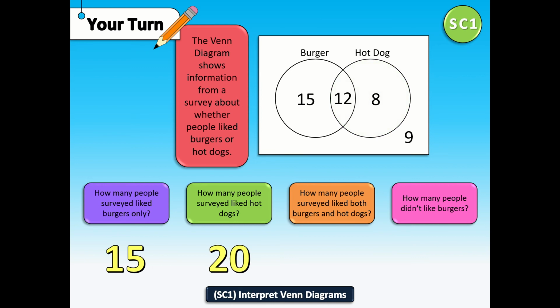How many people surveyed liked both burgers and hot dogs? So that's where the 2 circles overlap, so that's 12. And how many people didn't like burgers? So that's everything outside of the burger circle. So that's 8 and 9, which is 17.